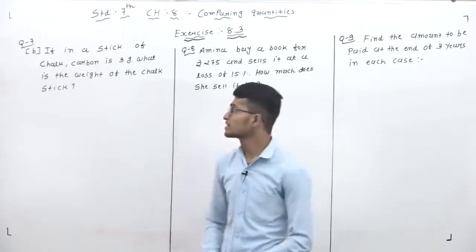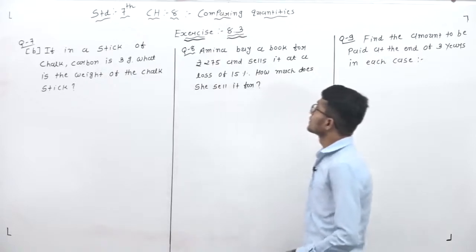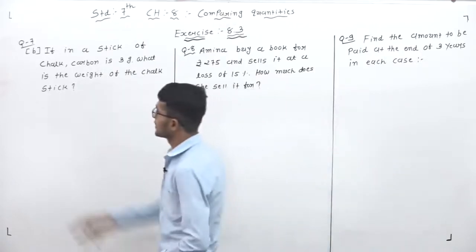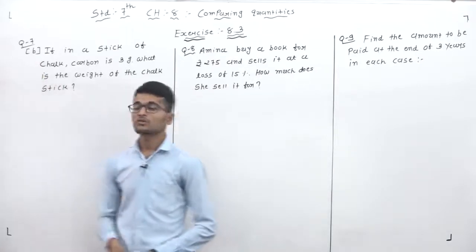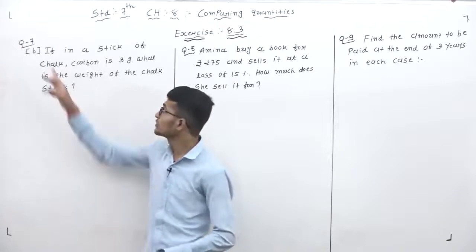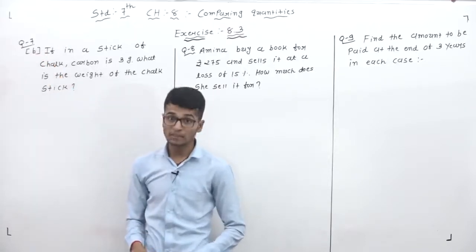Now to continue our chapter, chapter number 8, Comparing Quantities, and exercise 8.3. So question number 7 is the B part. In our previous slides we discussed question number 7 part A. Now we will discuss question number 7 part B.